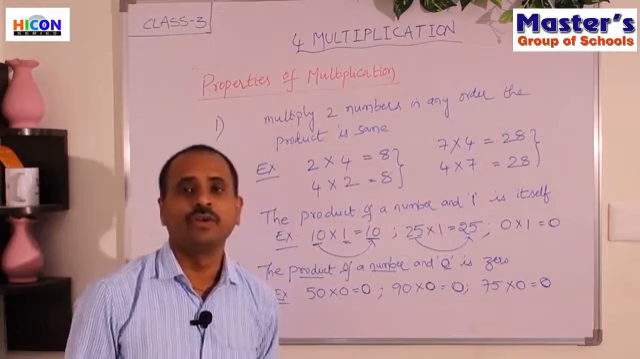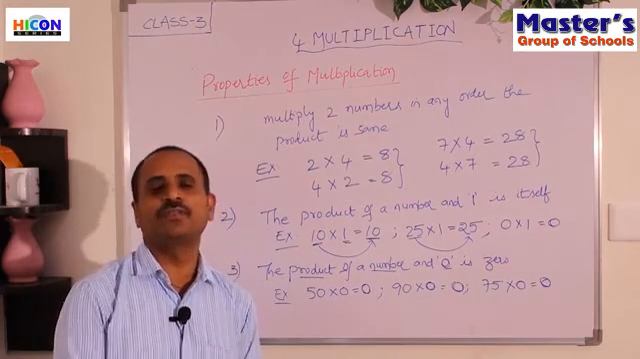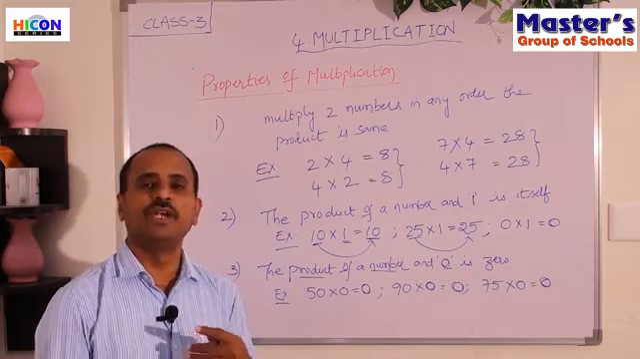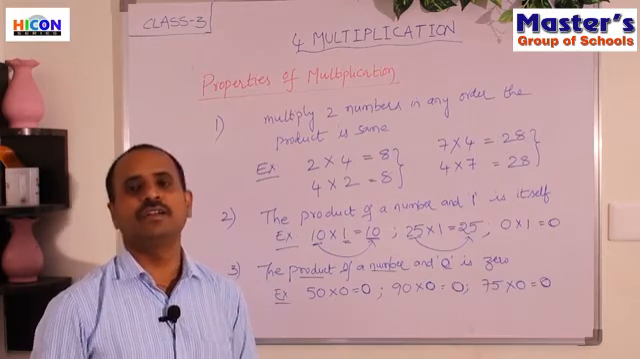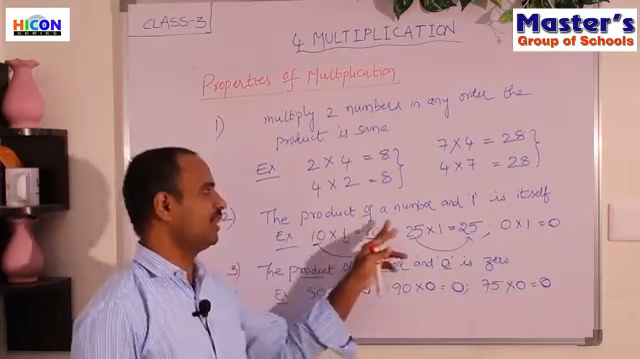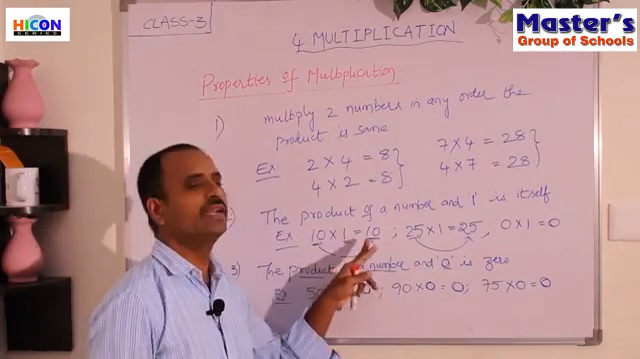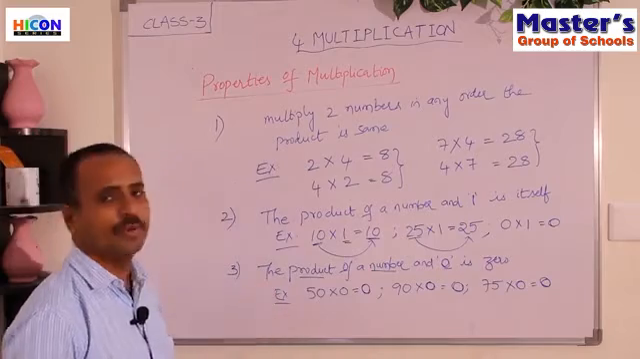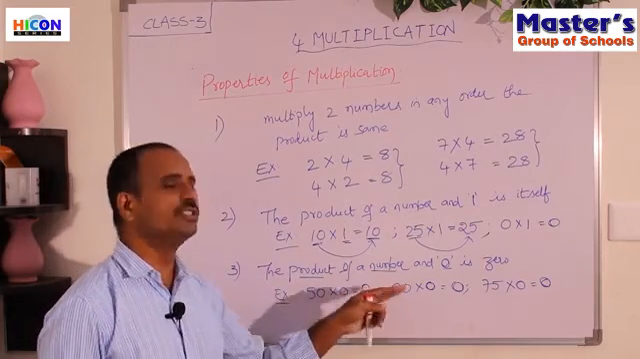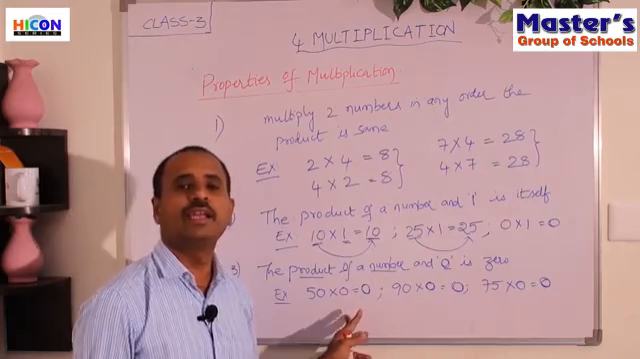2 times 5 is 10, 5 times 2 is 10. 7 times 3 is 21, 3 times 7 is 21. So in this way, we can multiply any two numbers in any order, we will get the same product. Next, see the second one, the product of a number and one is itself. So if you multiply any number with one, you will get the same number. See the third property, the product of a number and 0 is 0. So if you multiply any number with 0, you will again get 0.